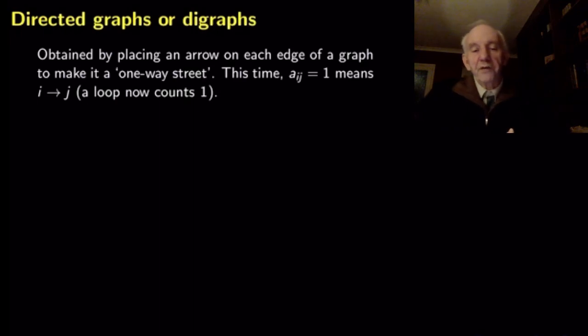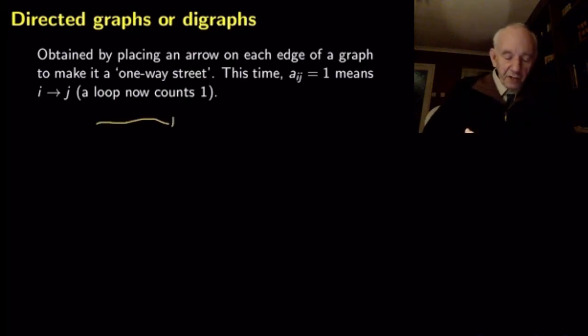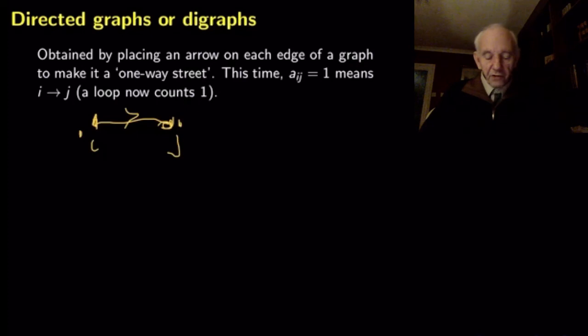So the idea is that we'll assume the underlying graph is simple, or maybe it doesn't have to be, but we put a 1 if there is a directed edge from i to j. So if we have an edge with the arrow going from i to j, each edge is going to have an arrow now, then we denote A_ij by 1. We could also have a loop, but we'd need to have an arrow on the loop. So that would mean A_ii would be 1.